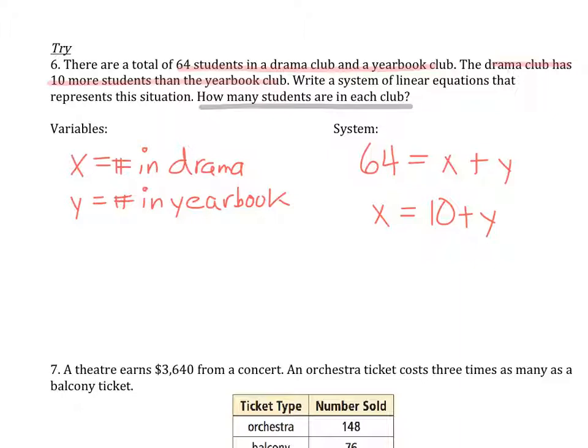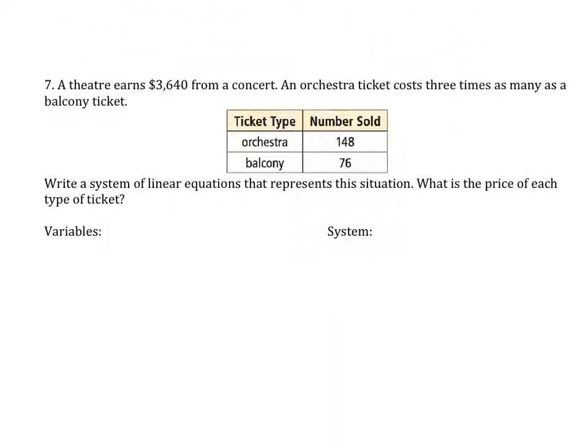All right, let's look at number 7. Number 7 tells me that they earn $3,064 from a concert, and it also tells me the orchestra costs 3 times as many as the balcony. And then here we have number of tickets sold. So let's go ahead and write our variables. We're trying to figure out the price. So let's say X is the price of orchestra tickets, and Y is the price of the balcony.